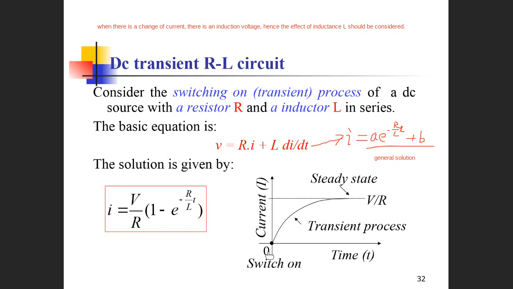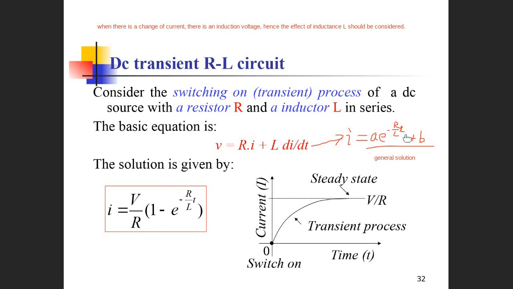And for the switch on case, there are two conditions. When t equals 0, the current is 0. Am I right?